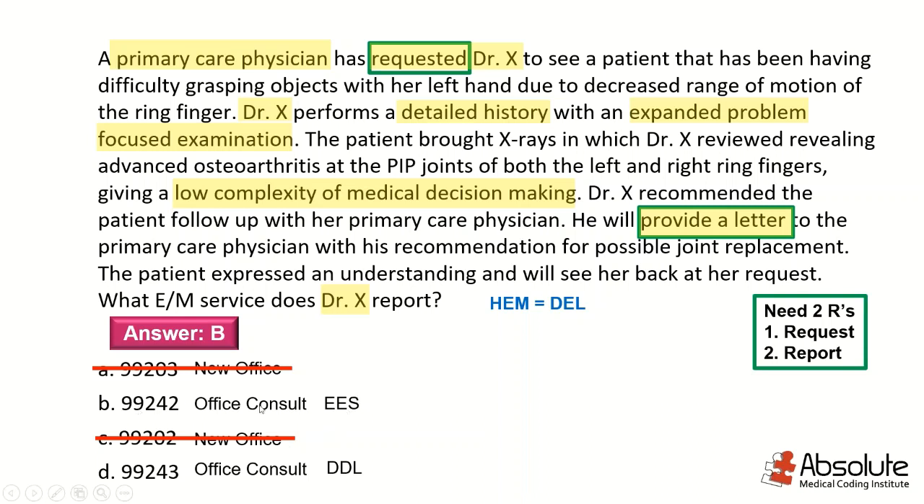So if we look at answer B, the exam matches exactly to our him in this scenario. And in answer D, the history matches, and so does the MDM. Okay, so those are both eligible codes. Now we need to figure out which one we're going to take. So is this a 2 of 3 or is this a 3 of 3?